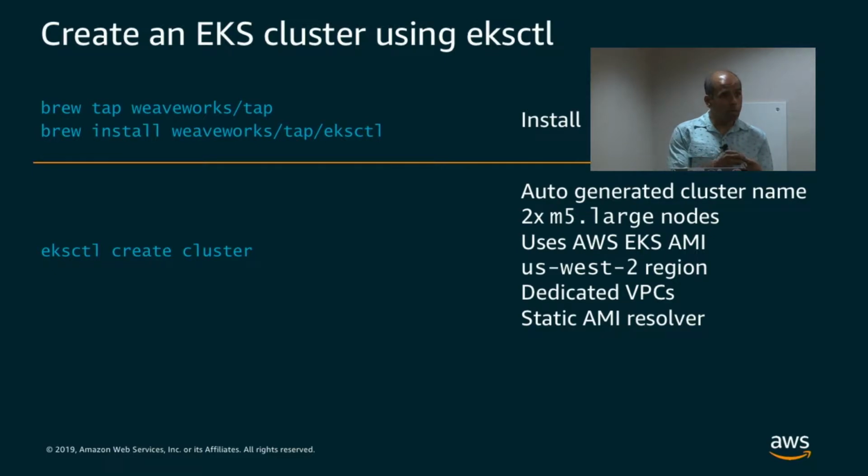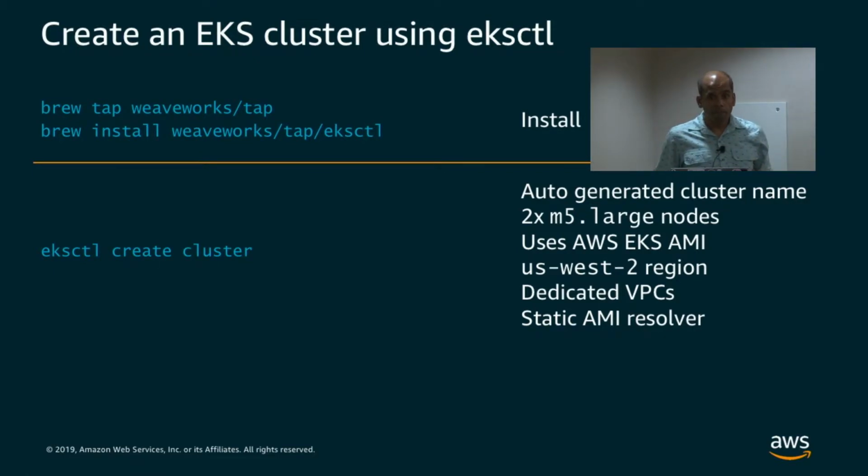It'll create the control plane for you. It'll get the data plane for you, and it has a reasonable number of defaults. You don't have to specify a name, but it'll generate a cryptic name for you. By default, it uses M5 large nodes. Those can be overridden. It uses the US West 2 region. It uses a dedicated VPC. So there are reasonable defaults. The command is fairly straightforward to generate the cluster.